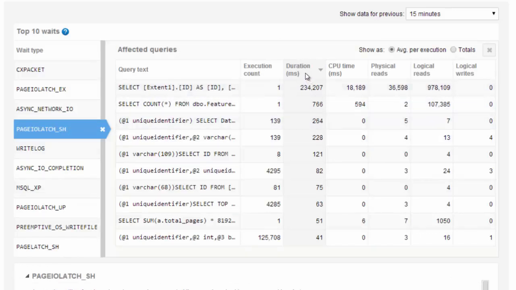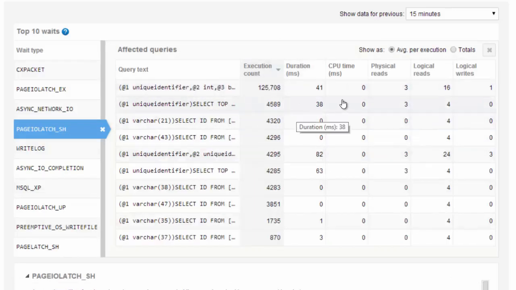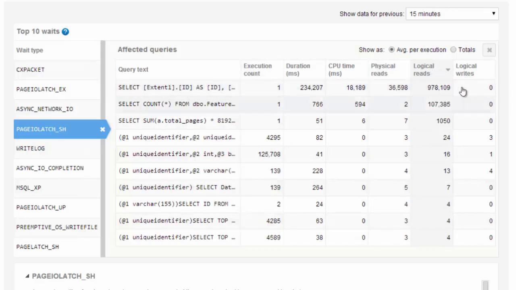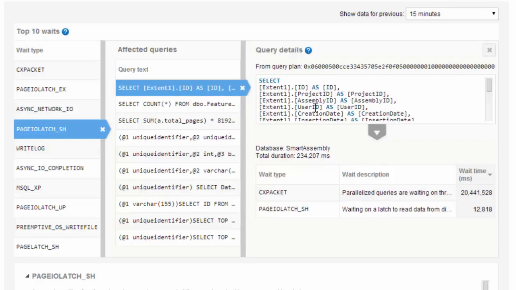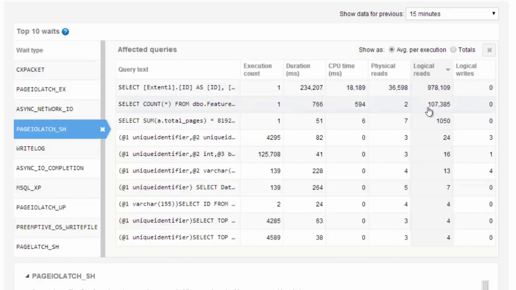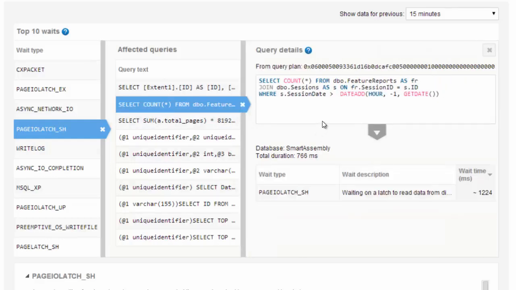Now, we could sort by duration, we could sort by execution count, or, hey, I don't know, let's sort by logical reads, since that's probably going to be a big issue in terms of shared latches. And, oh my gosh, it's our old friend. Number one issue. Well, let's step away from that one for a second. We've got a second query here that's still hitting a lot of logical reads. Let's take a look at that one.